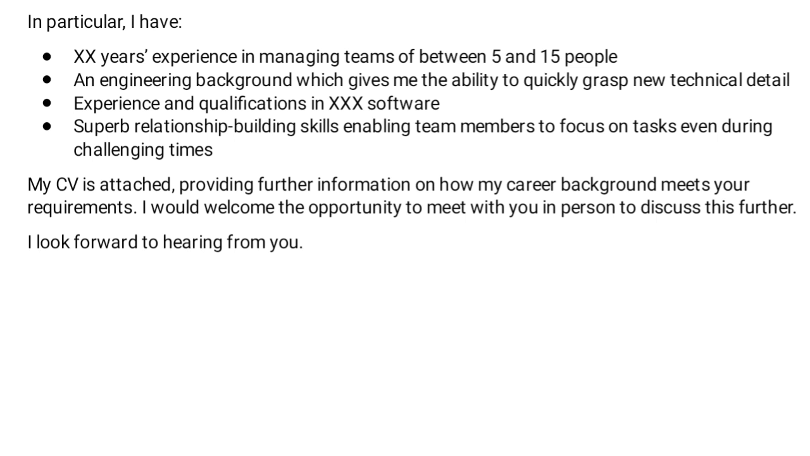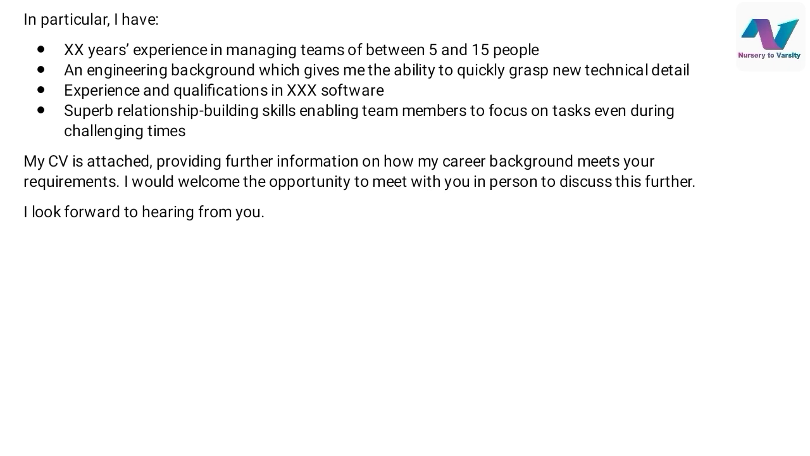And the fourth one is superb relationship building skills, enabling team members to focus on tasks even during challenging times. In the fourth one, you have to explain your extra skills. And at last, you have to mention that my CV is attached, providing further information on how my career background meets your requirements. I would welcome the opportunity to meet with you in person to discuss this further. This is an even more formal closing than I explained in the previous two examples. And at last, you have to write, I look forward to hearing from you. Thanks and regards, and then your email signature.